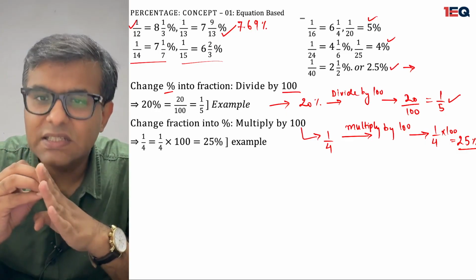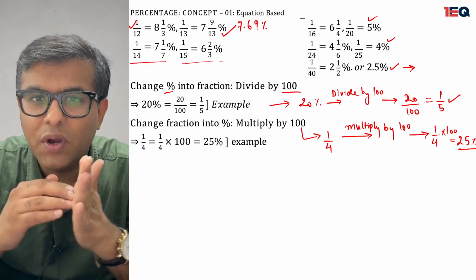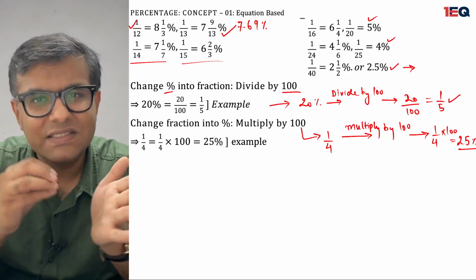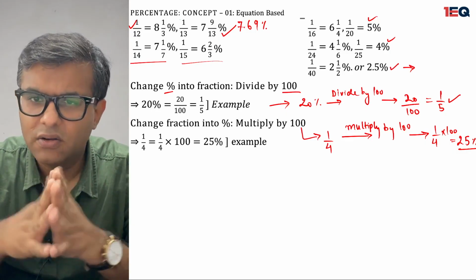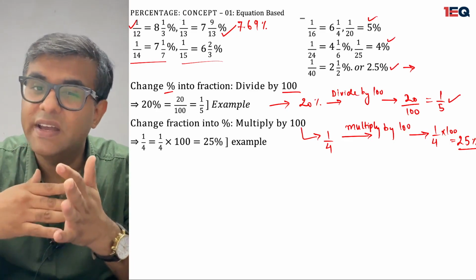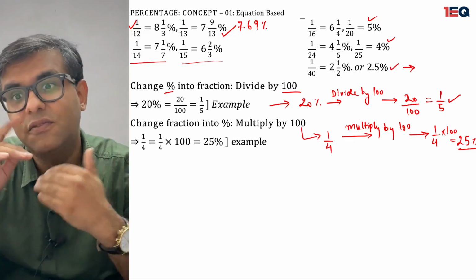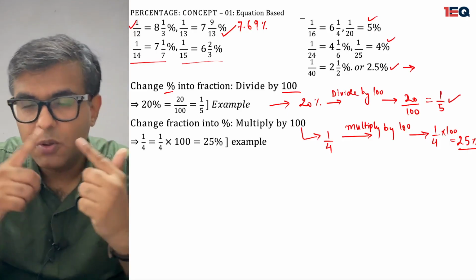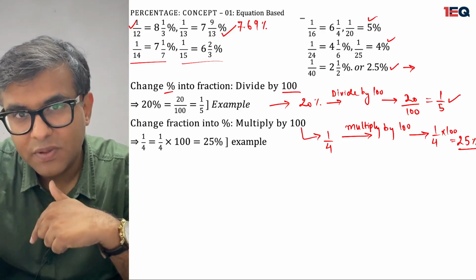1 by 16 is 6 1 by 4%, or 6.25%. 1 by 17, 18, 19 not required right now. 1 by 5 is 20%. 1 by 25 is 4%. You remember how 1 by 4 is equal to 25% and how 1 by 25 is 4%.